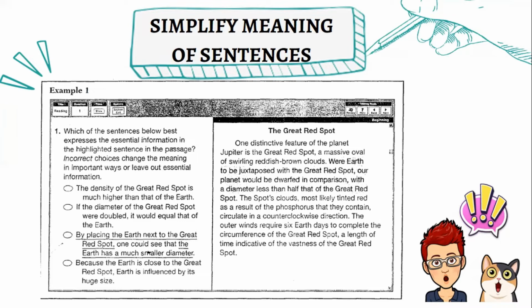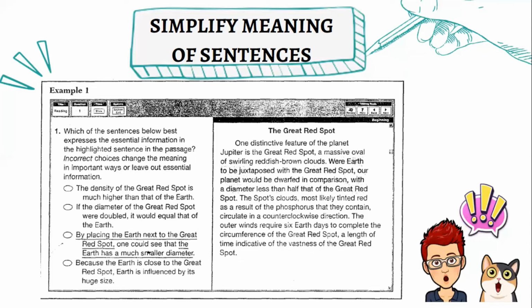Incorrect choices change the meaning in important ways or leave out essential information. We are talking about essential information, the main idea, the most important part. You cannot see here in this text, but the part of the text that they want you to focus on is highlighted. You cannot see here because I just grouped all the parts of the text that would be highlighted for you. So everything that you have here would be highlighted on the day of the exam, and they want you to do what?